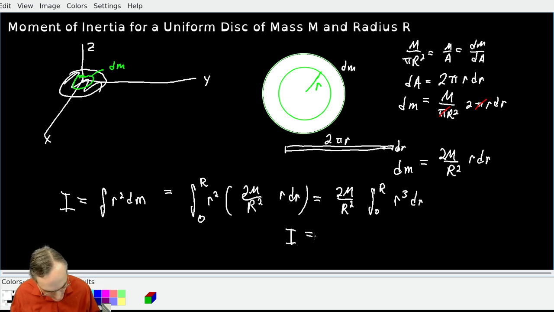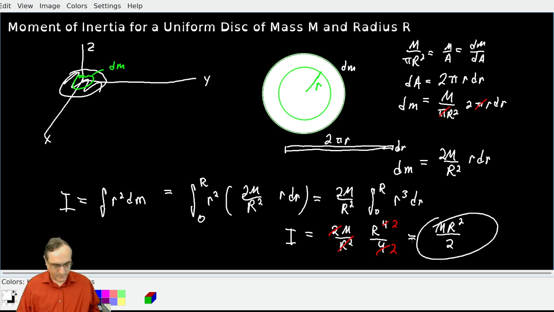And we get the moment of inertia is 2m over big R squared, big R to the 4th over 4, once we finish that integral. And we can cancel some stuff out. And we get mr squared over 2. That is the moment of inertia for a uniform disk.